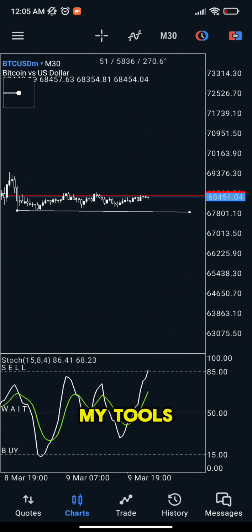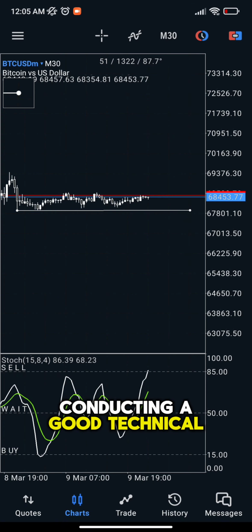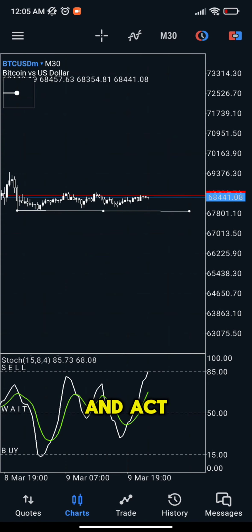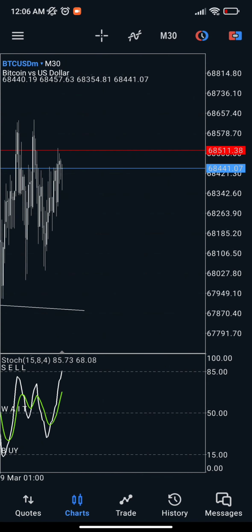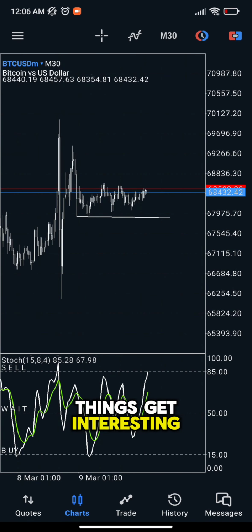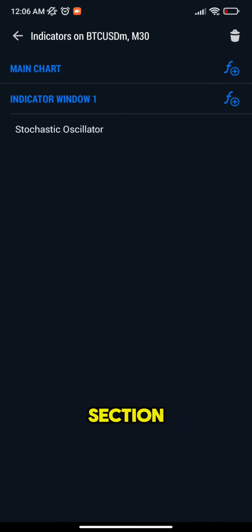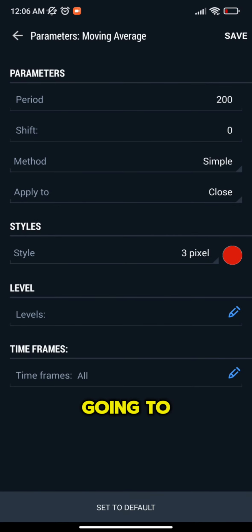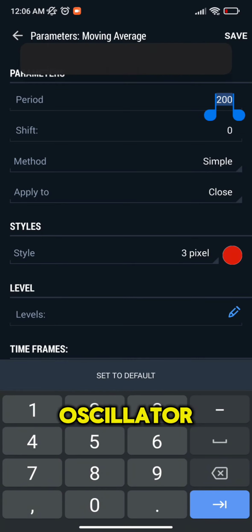Moving on, remember that conducting a good technical analysis will influence and act as confluence to your strategy, okay? But please maintain your focus on this section here because this is where things get interesting. As you can see, the stochastic oscillator is close to the sell section, okay? Right now we're going to add the moving average so that we can then complement our stochastic oscillator.